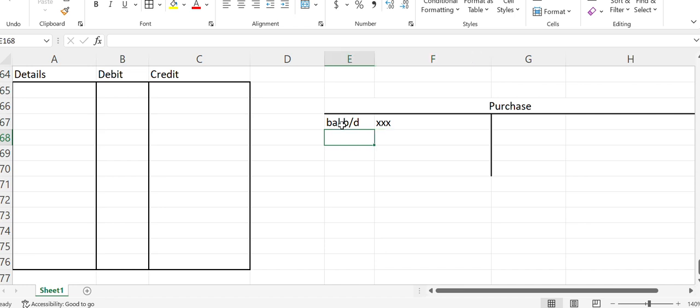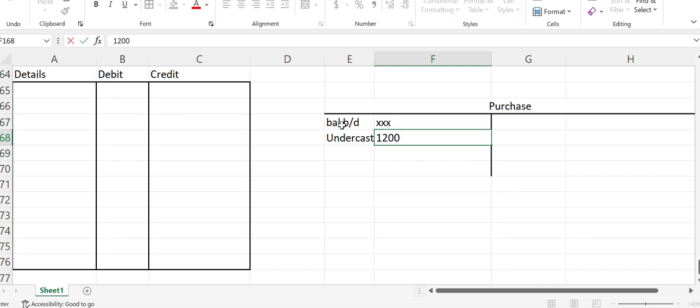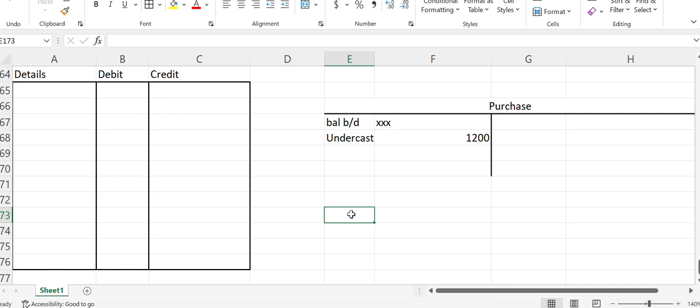So how do you correct that error? You're going to say here undercast, it is 1200. Assume the balance brought down was 20,000, and it was undercast by 1,200. To correct that error is to add the 1200 to be 21,200. Now because you've corrected that in the purchases account, we don't know the corresponding account that was affected. So the corresponding account that was affected, which we don't know, will now be our suspense account. And you record it on the opposite side.